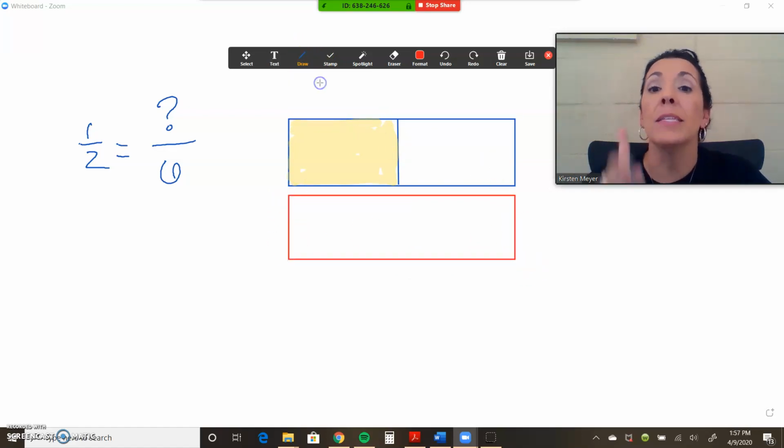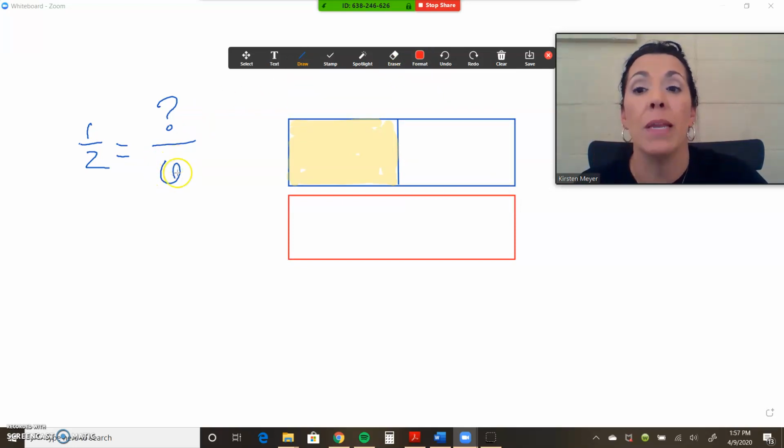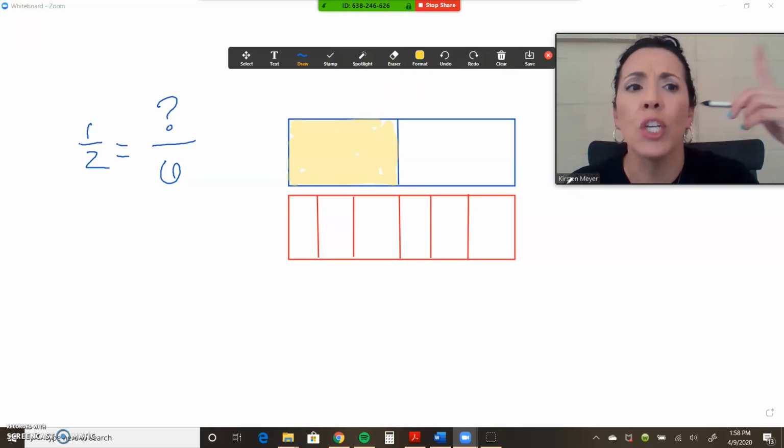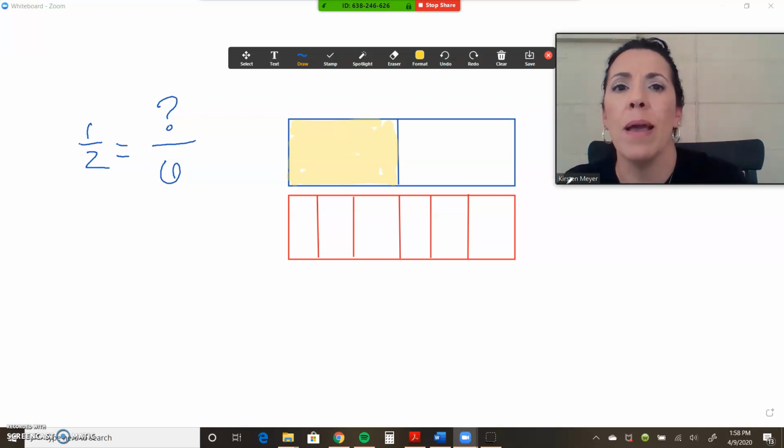But this time, instead of having 2 parts, I know that I need to have 6 parts because my denominator is 6. So I'm going to start by lining up that line. Let's see. And if it's 2, that means I need to have 3 parts on this side. So 1, 2, 3, 4, 5, 6. Let me double check. 1, 2, 3, 4, 5, 6. Okay, I have 6 pieces now. Now, of those 6 pieces, how many do I need to color in to make sure that I have the same amount? So I'm going to take my highlighter and start coloring it.